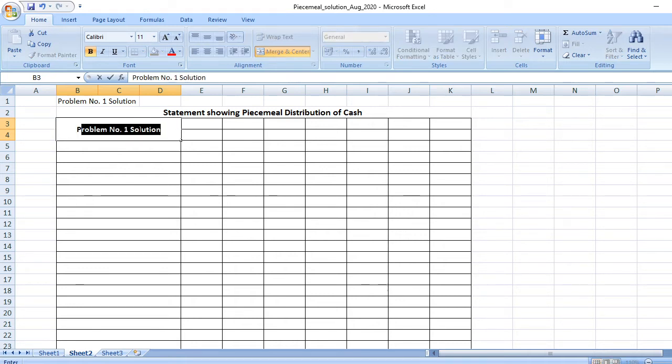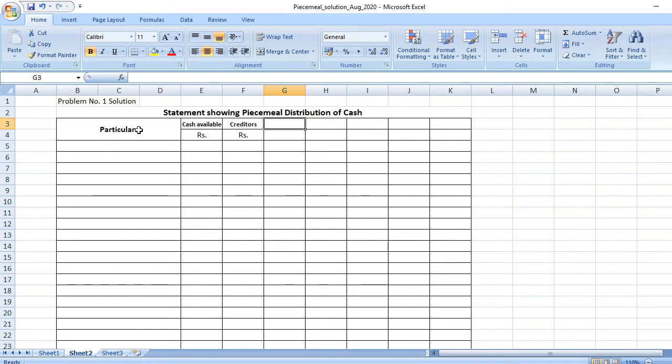Here we have to write particulars. Here, cash available in rupees. Then the liabilities we have to pay. First we have to pay creditors, so we have to write liability of creditors in rupees.